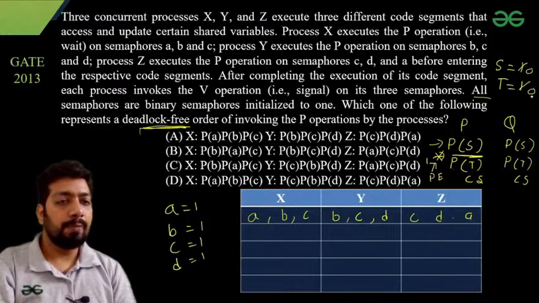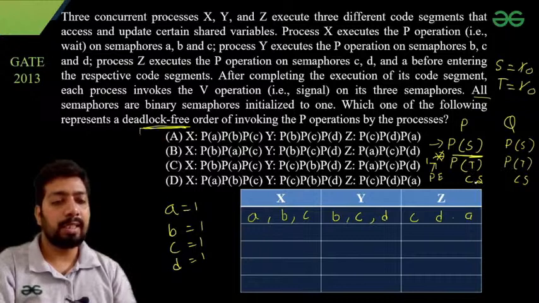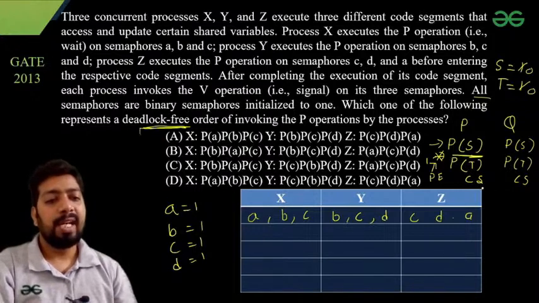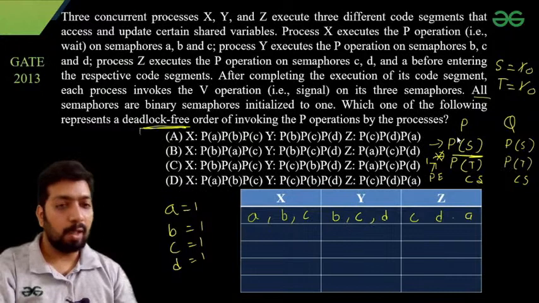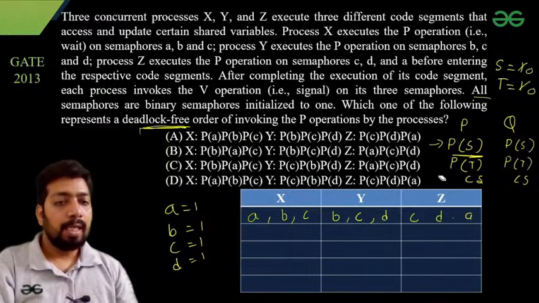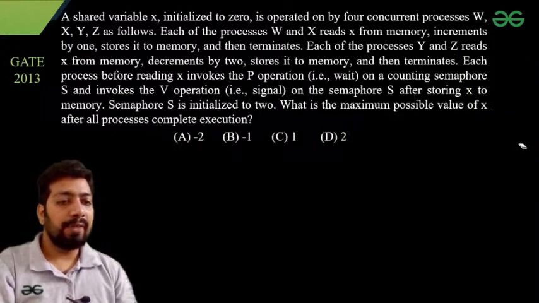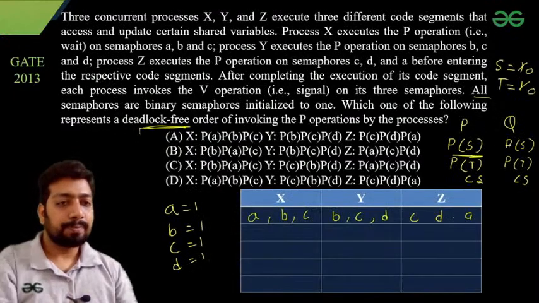So P of T is from 1 to 0, and it will access its critical section. And after that, it will perform the V of T and V of S, and then Q can access the critical section. So that seems fine. There is no deadlock right now. Now let me tell you where we can get the deadlock.